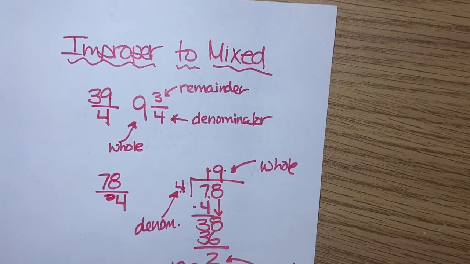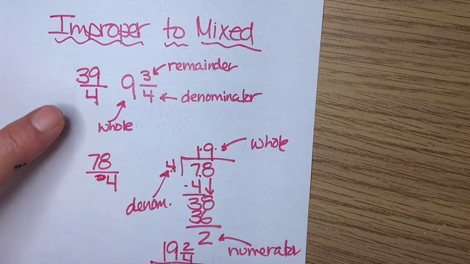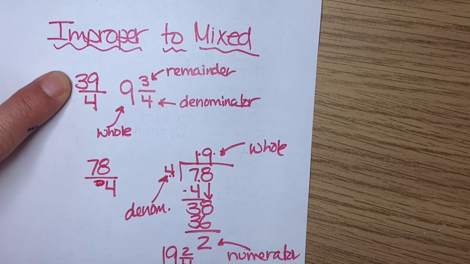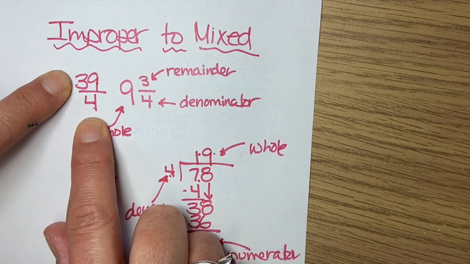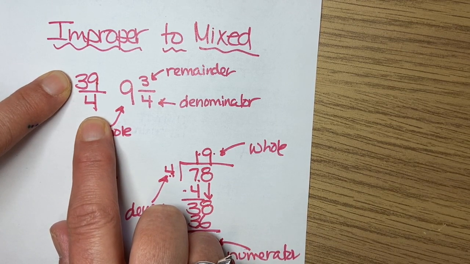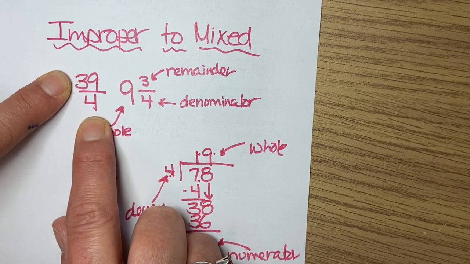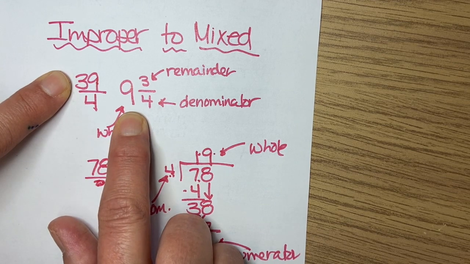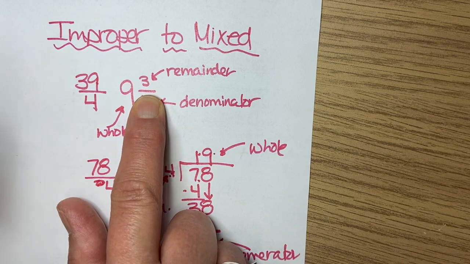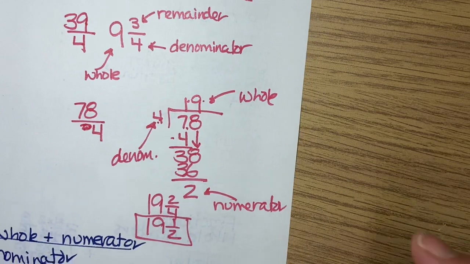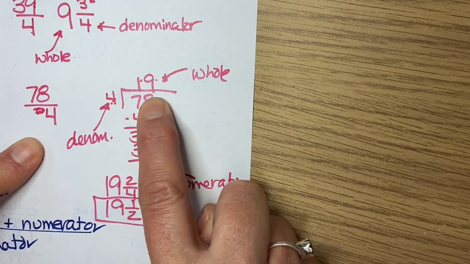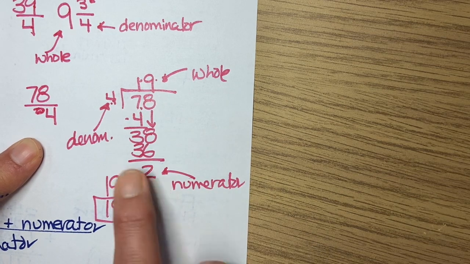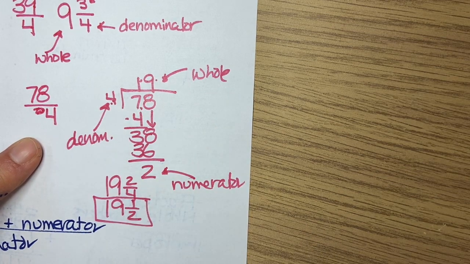Improper to mixed, really quick, remember you figure out how many whole times 4 goes into 39. 4 times 9 is 36, 4 times 10 is 40. 40 is too many, so it would be 9 whole times. 9 times 4 was 36, so I had 3 left over, 3 out of 4, okay? Again, if it's bigger numbers and you don't know how to do it, you just long divide it out. That will be your whole number. Your remainder is your numerator and your denominator stays the same, okay?